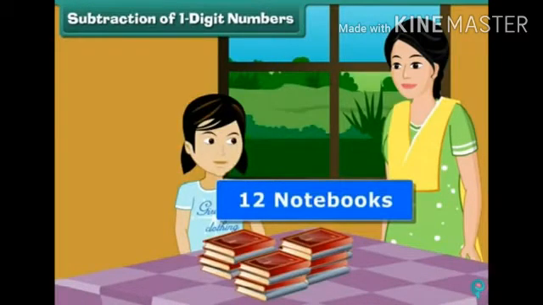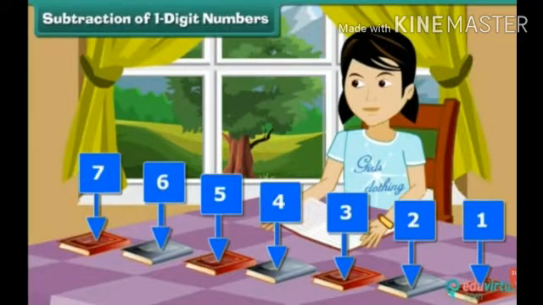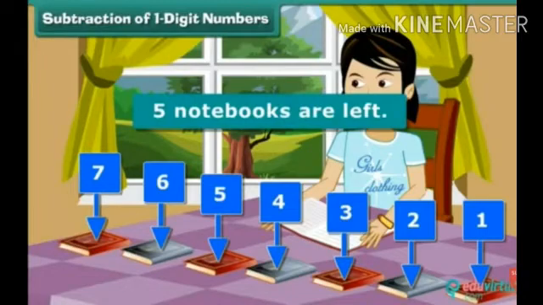Priya's mother bought her 12 notebooks. She has used up 7. How many notebooks are left? 12 minus 7 is equal to 5. So, 5 notebooks are left.